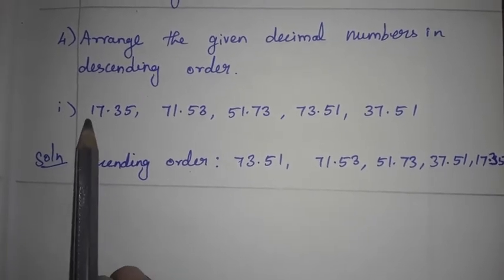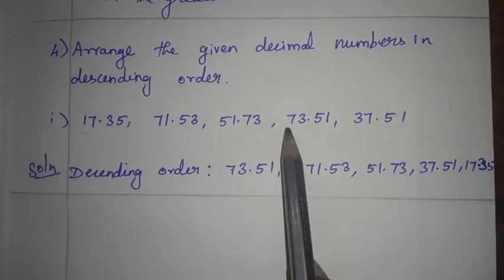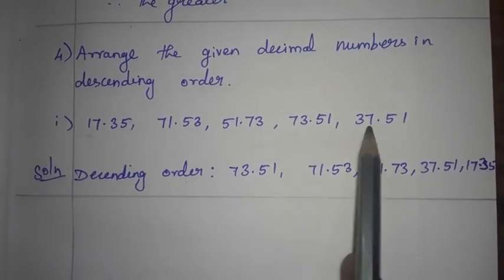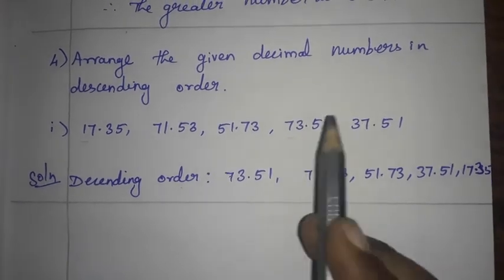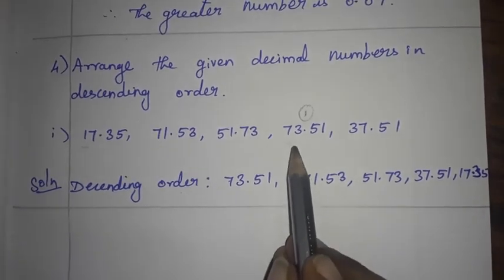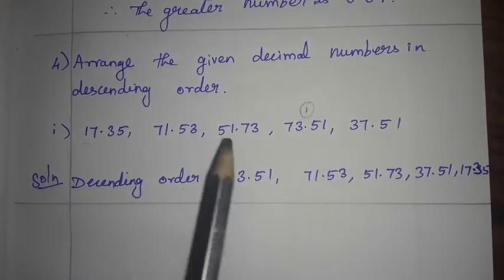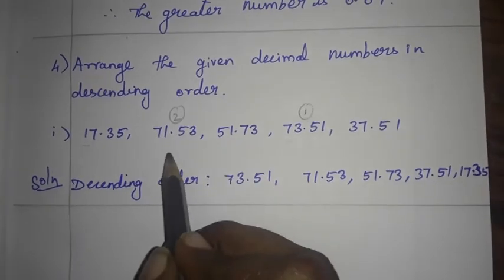The first number, the whole part is 17. Then the others are 71, 51, 73 and 37. From these 5, we can say 73 is the greatest number. So, 73.51 is the first greatest number. And the second one is 71. That is, 71.53 is the second greatest number.